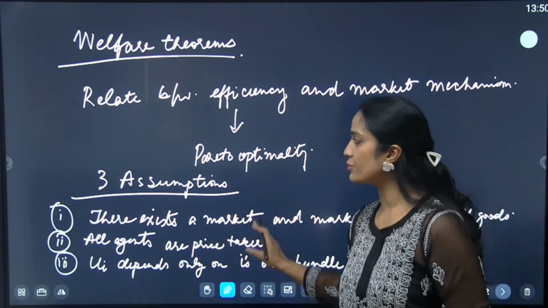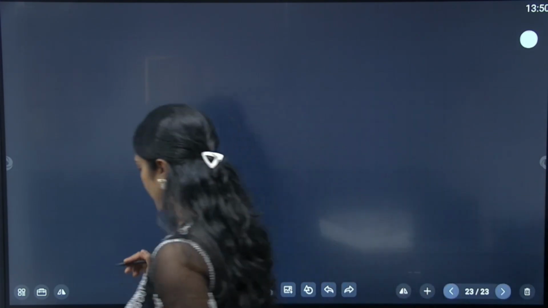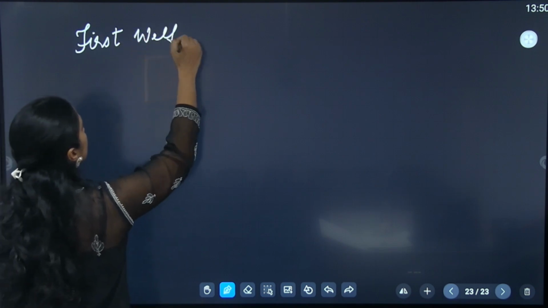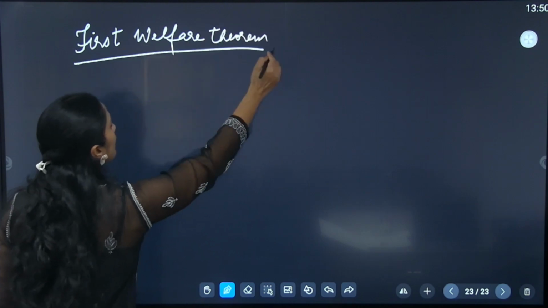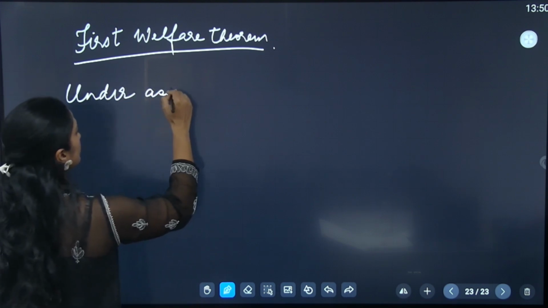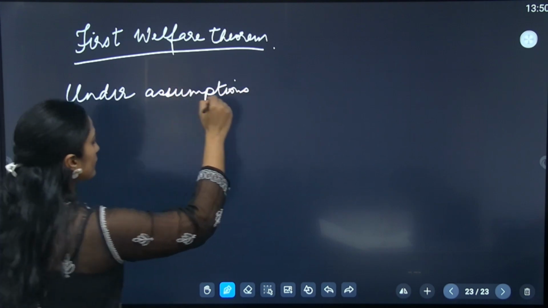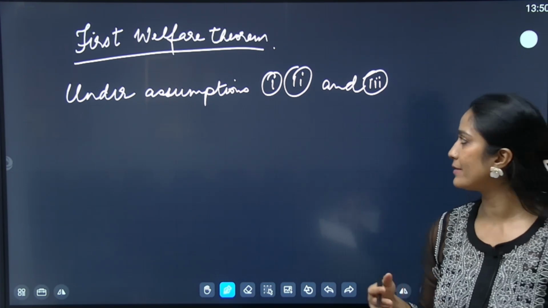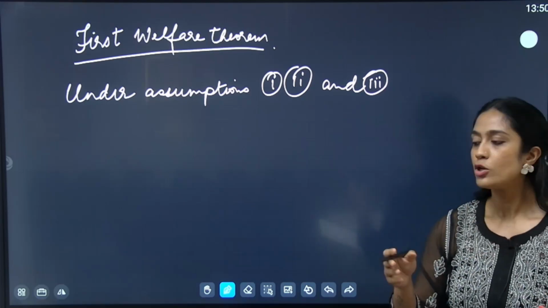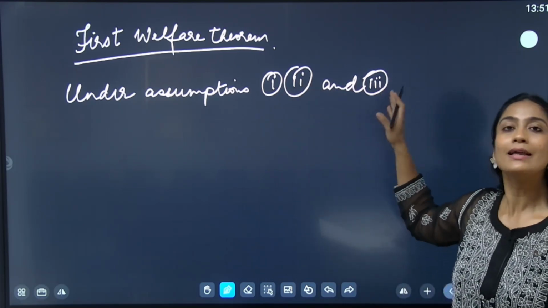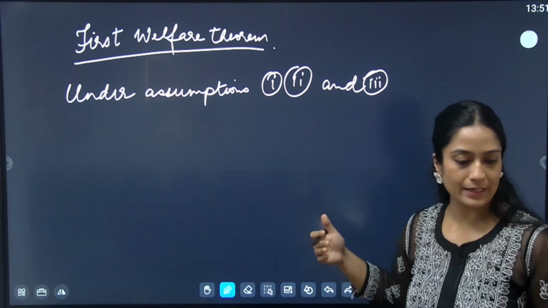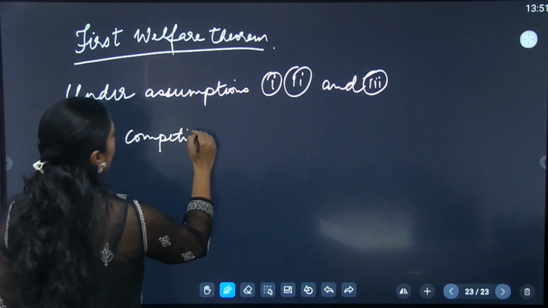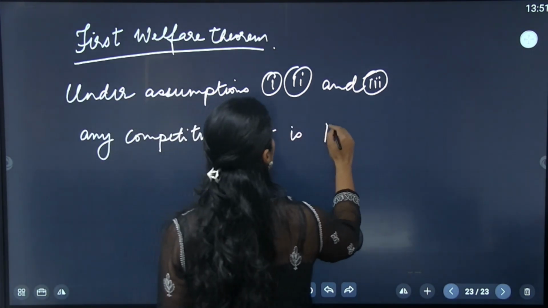Okay? So under these three assumptions, then let me state the first welfare theorem. So first fundamental theorem of welfare economics, or first welfare theorem, which says that under assumptions 1, 2, and 3, right? So when I say under assumptions, it basically means that the kind of statement that I'm making is if and then. So if A, then B. If 1, 2, and 3 hold, then the statement I'm going to make holds. Okay, so if that is the case, then under assumptions 1, 2, and 3, any competitive equilibrium is Pareto optimal.